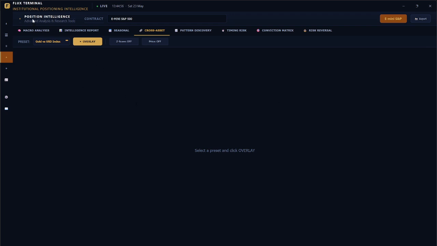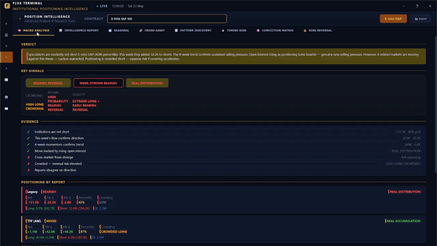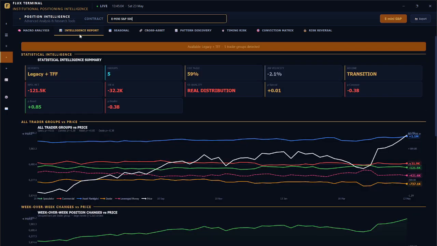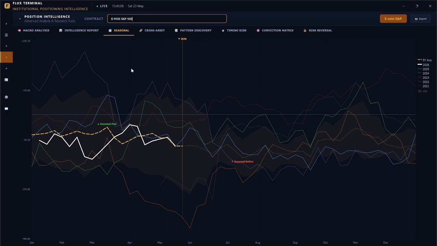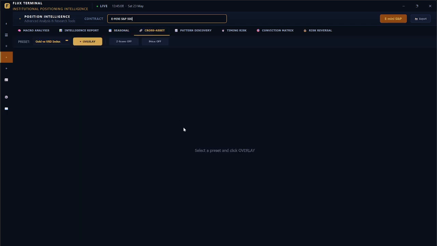So just a recap of the position intelligence. I know this is a really huge section. So we've covered the macro analysis, intelligence reports, and seasonality. And the next one is the cross asset. Cross asset is also something that is being looked at by investors, and it's very important as well to look at the cross assets.